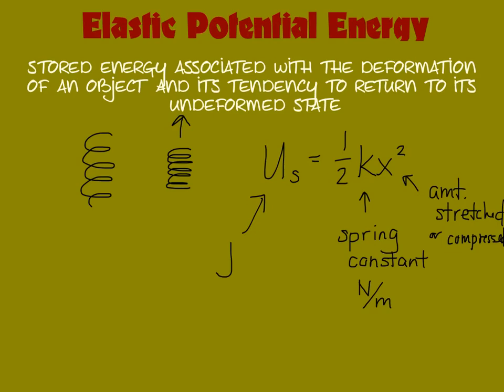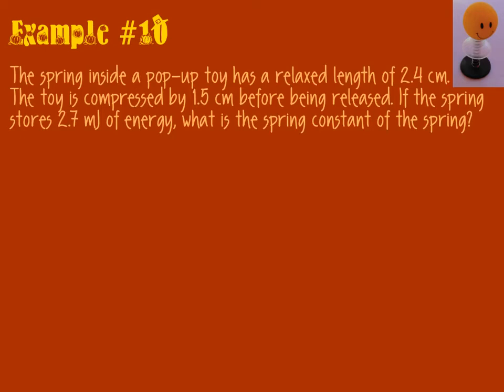Okay, let's take a look at that example. In this example, we're looking at a toy that you may have seen before when you were a little kid. It's one of those toys where you press the top down, it's got a spring in there, and then it eventually pops upward a little bit. That spring in this case has a relaxed length of 2.4 centimeters. And the toy is compressed 1.5 centimeters before being released. In other words, using your hand, push the toy down 1.5 centimeters. It tells us that the spring stores 2.7 millijoules of energy. We're asked to find the spring constant.